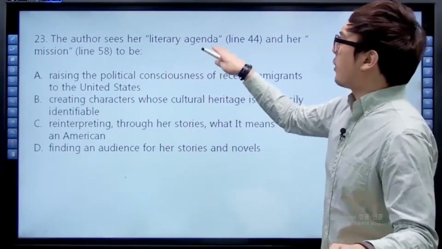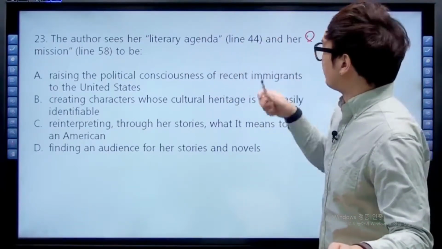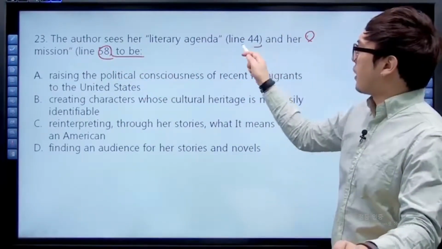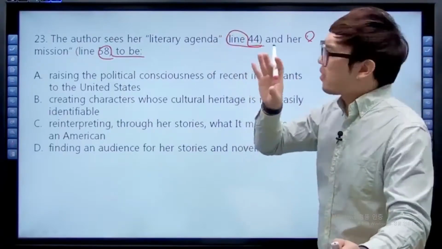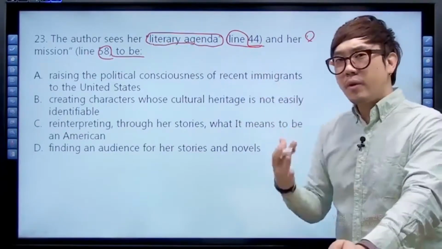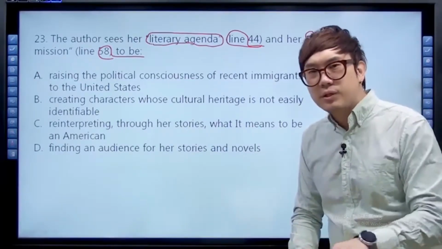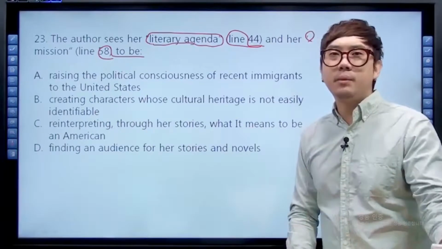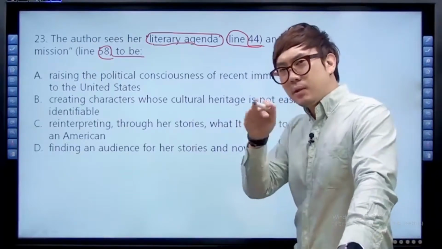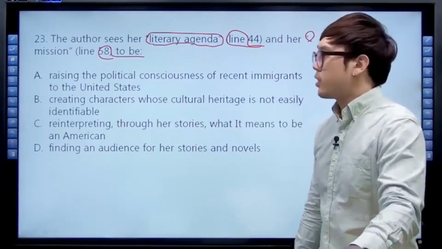The author sees her literary agenda and her mission, line 58 to B, right? So line 50, line 44. But we already read this part. If you remember, the literary agenda that she's talking about in line 44, you know what that is. She talks about her literary agenda as writing of her own, the richness of the lives of the people who have moved to the States, right? And then it says her mission. So her mission probably would be on a similar level or in a similar sense. So let's try to see if we can find some kind of a consolation to that.